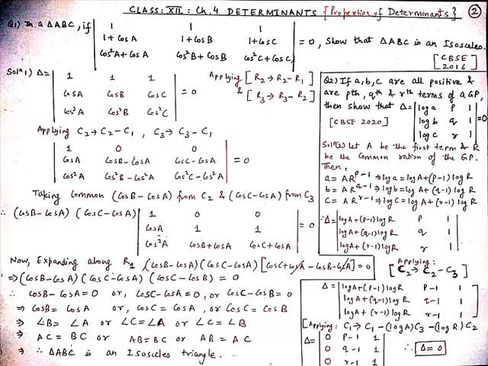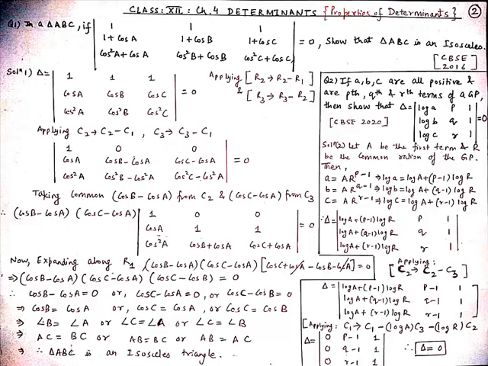Now by applying two row operations at the same time, which is R2 tends to R2 minus R1 and R3 tends to R3 minus R2, we can clearly see that the elements of R1 remain unaffected. So write them as it is. On applying R2 tends to R2 minus R1, we get 1 plus cos A minus 1, so we get cos A, then 1 plus cos B minus 1, so we get cos B, and then 1 plus cos C minus 1, so we get cos C.